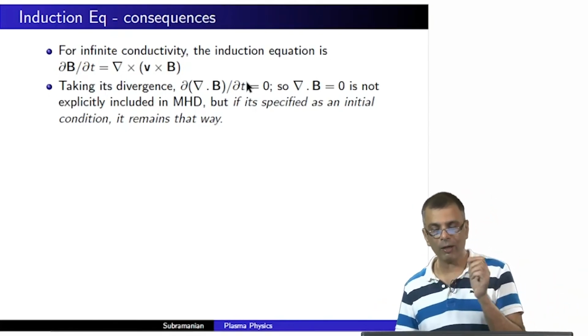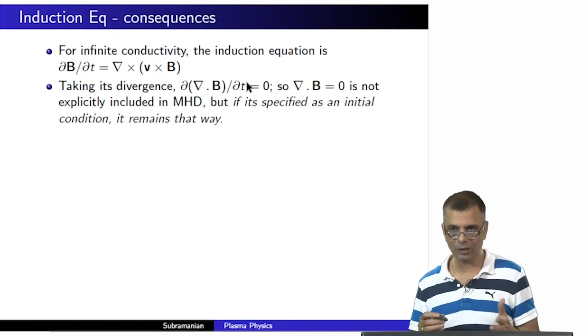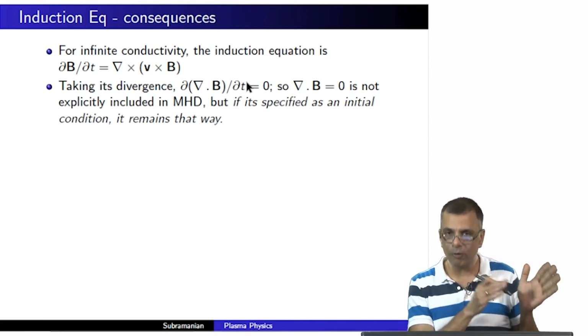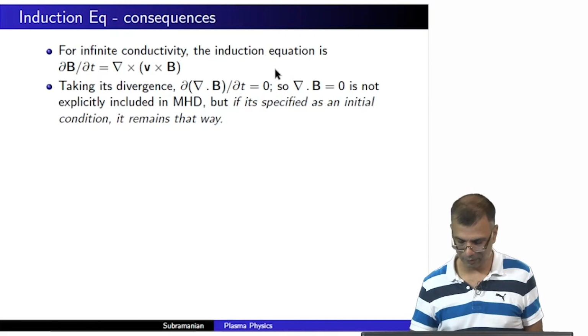On the other hand, if you had a non-zero divergence of B due to some reason, due to artificial resistivity or some problem in your simulation, then that will remain frozen as time progresses. That is what this equation is saying.